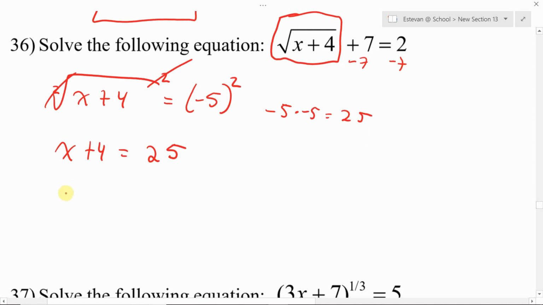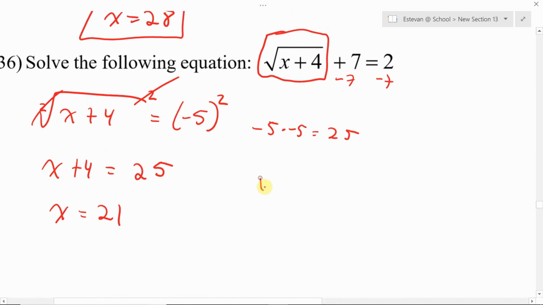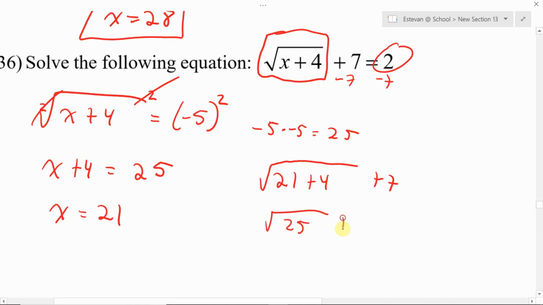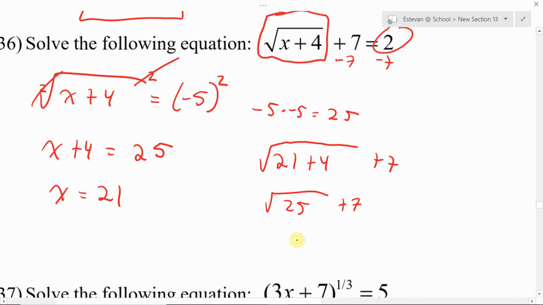And then solve for x. X is equal to 21. After that, we have to check my work. So we do the square root of 21 plus 4, plus 7. Our goal is for it to equal positive 2. 21 plus 4 is 25, plus 7. This turns out to be 5 plus 7. 5 plus 7 is equal to 12.